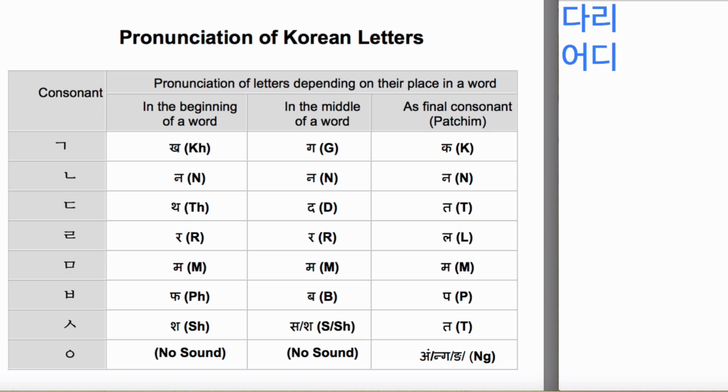And if it appears in the Pachim position, like Khatta, then it is T. Okay.